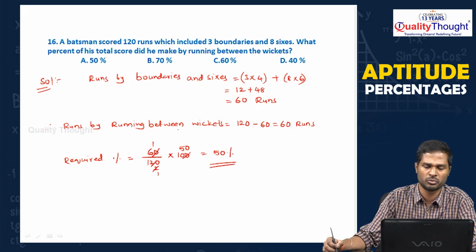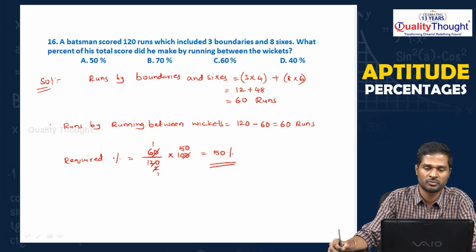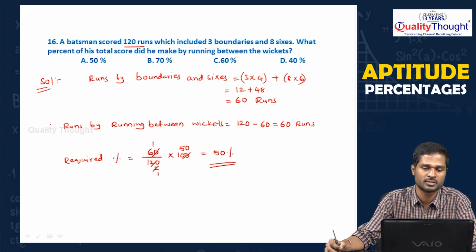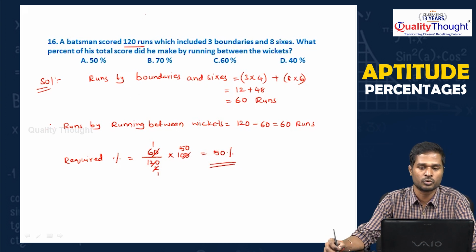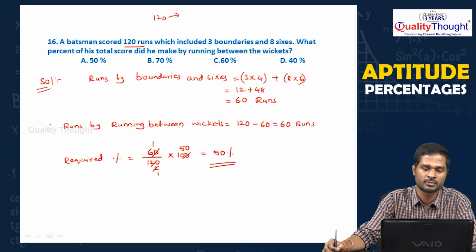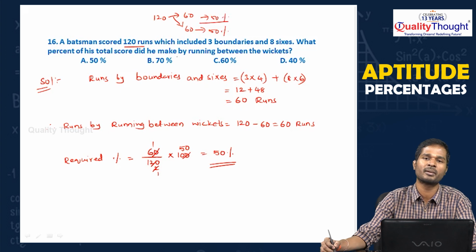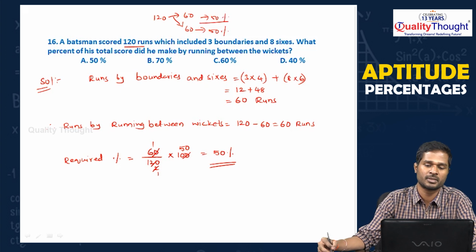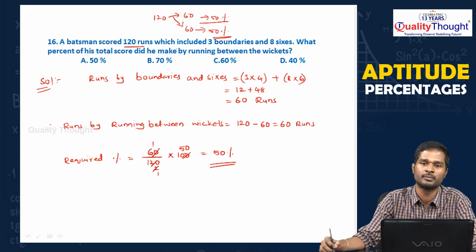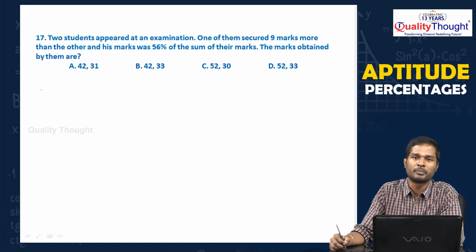Okay, it's simple, no need to do all these things. Check, out of 120 runs, he scored 60 runs by using boundaries and sixes. So 120, if you make it into two parts, 60 and 60. This first 60 is 50%, the second 60 is also 50%. So 50% of the runs he scored by boundaries and sixes, another 50% by running between the wickets. Let's see one more question.